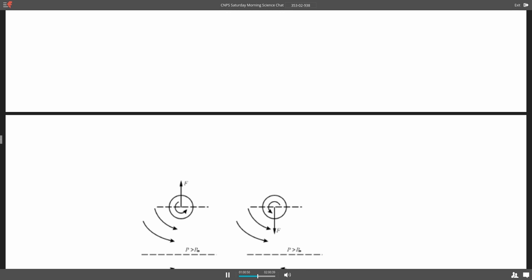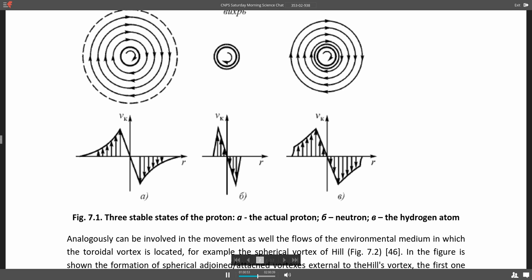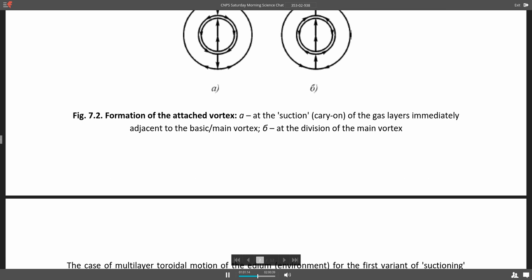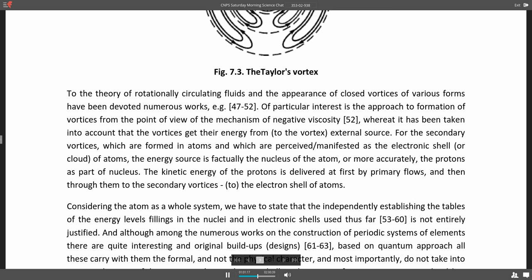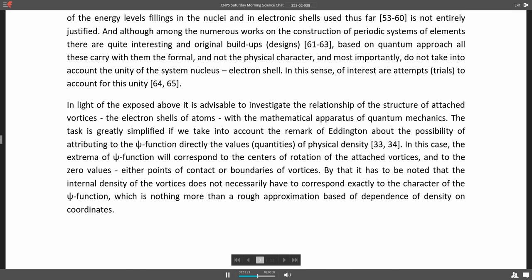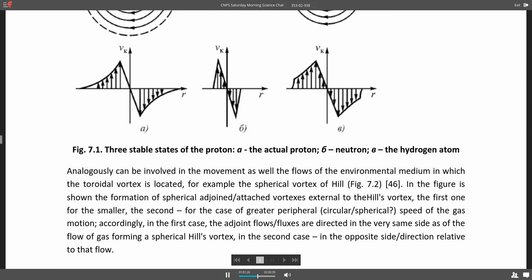Let's see here. I'll share your second document, which is your chapter 7, I believe. Yes, here we go: Chapter 7, the structure of the electronic shells of atoms and molecules. So far you've mostly been covering nucleus structure. Yes, just the nucleus. So how does chemistry happen, and where do we get all of these shells from?